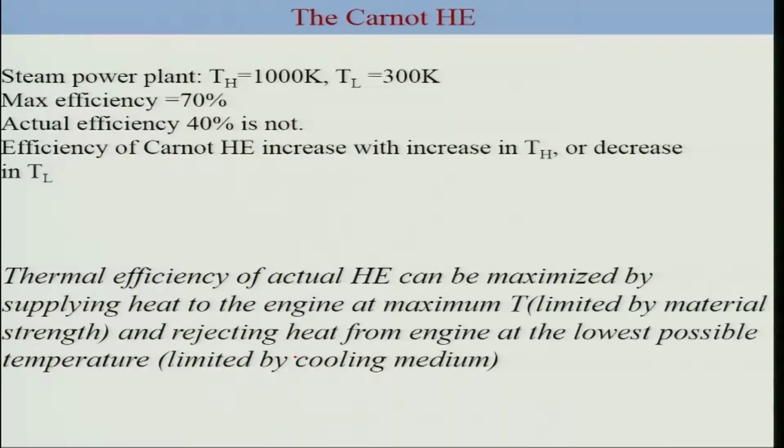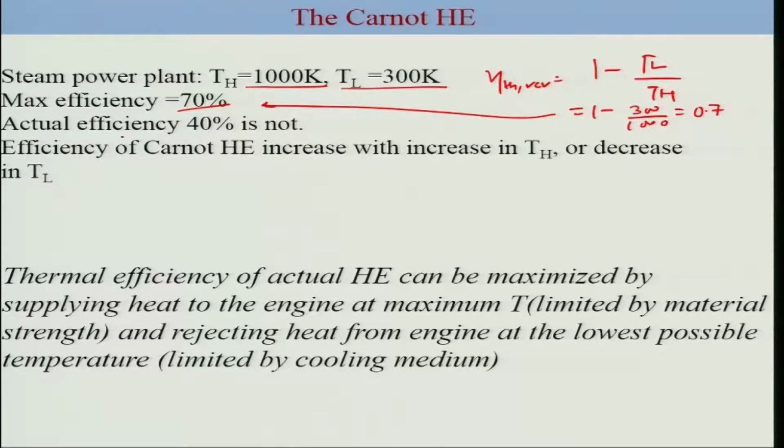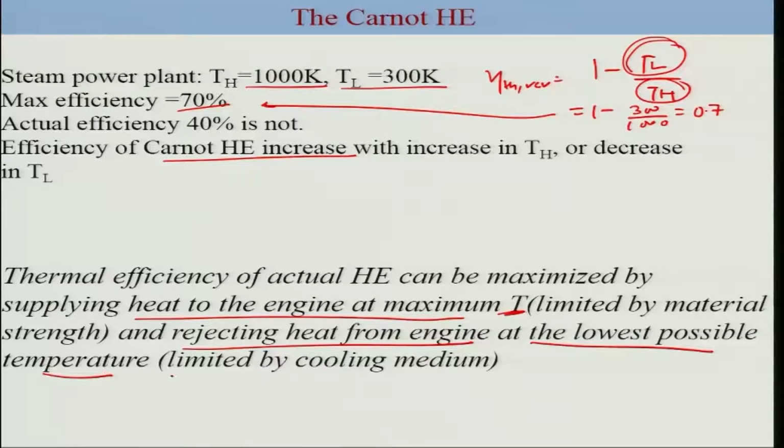Let's take a simple example of a steam power plant where TH can be 1000 Kelvin and TL is room temperature, 300 Kelvin. So the maximum efficiency, based on eta thermal reversible equals 1 minus TL by TH, or 1 minus 300 by 1000, is going to be 0.7 or 70%, and the actual efficiency will be much lower, approximately 40%. As we already mentioned, the efficiency of a heat engine increases with a decrease in TL or an increase in TH. So the thermal efficiency of an actual heat engine can be maximized by supplying heat to the engine at a maximum temperature, which will be limited by the metal strength of the heat engine, and rejecting heat from the engine at the lowest possible temperature, which will be limited by the cooling medium.